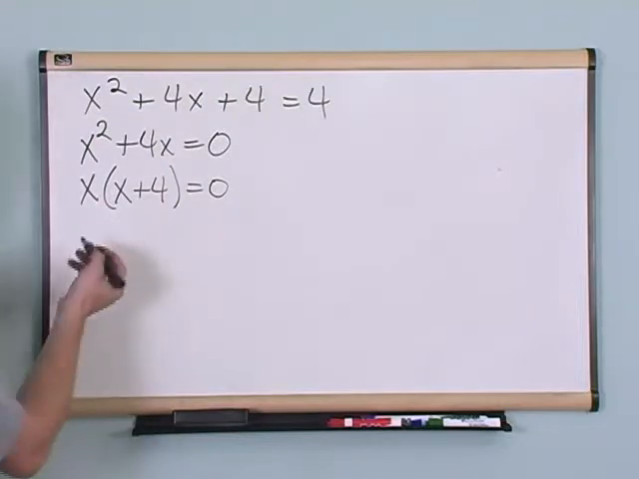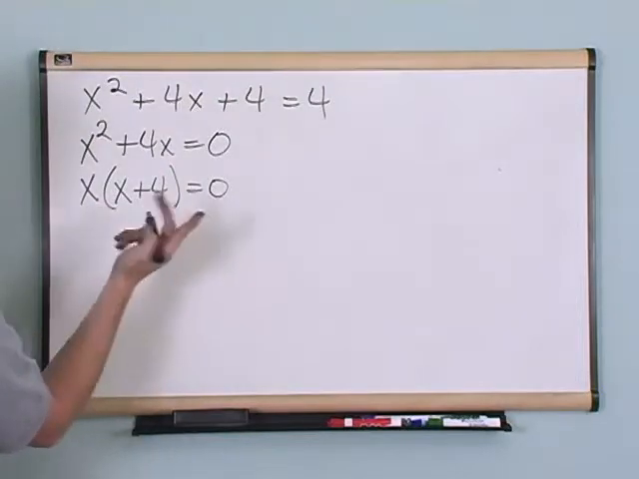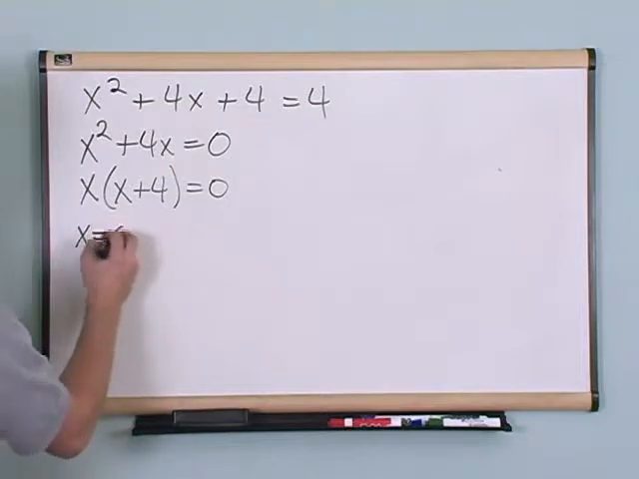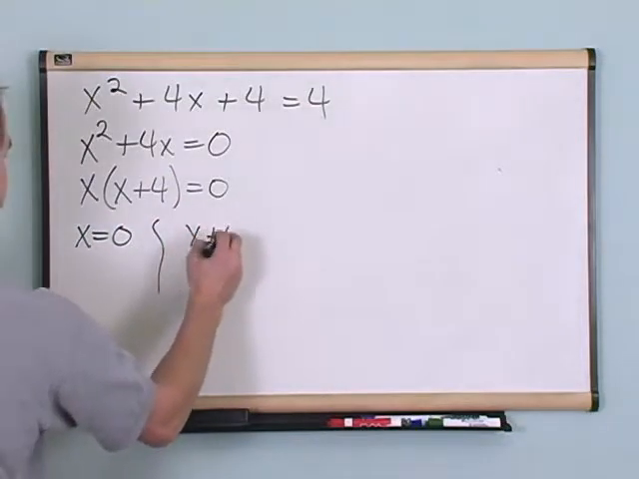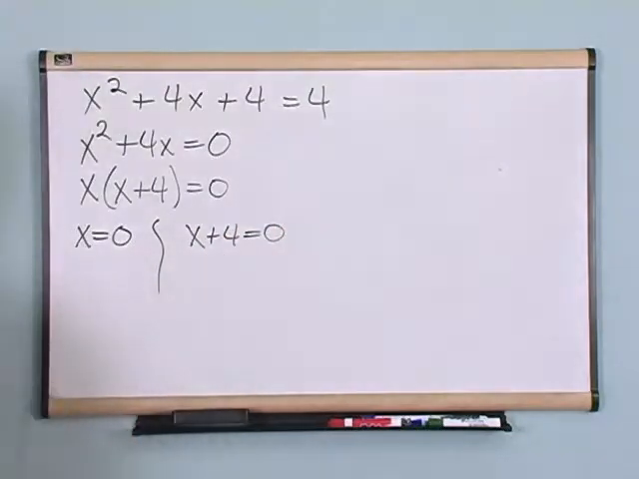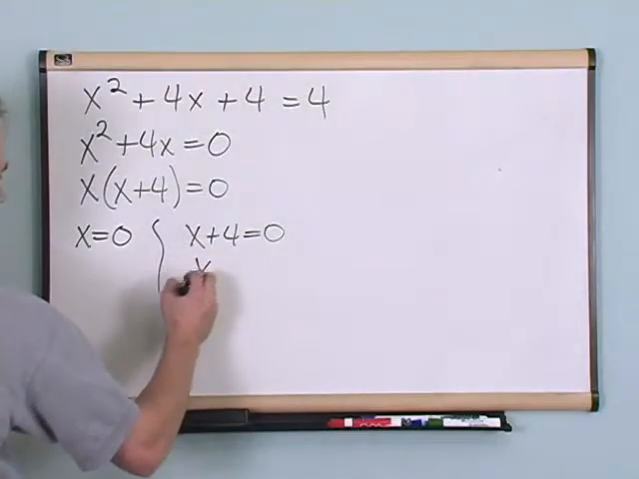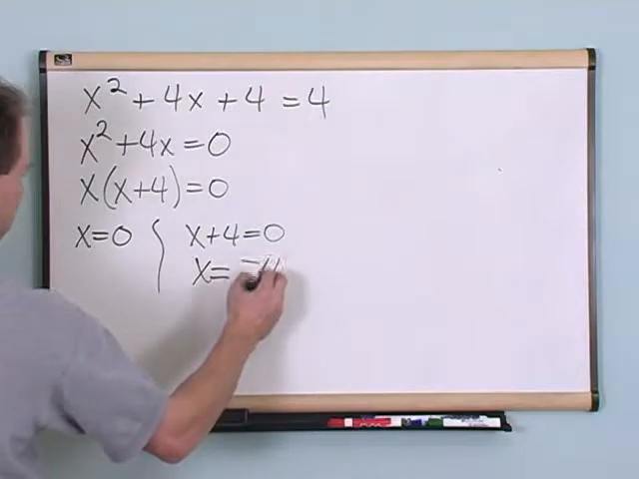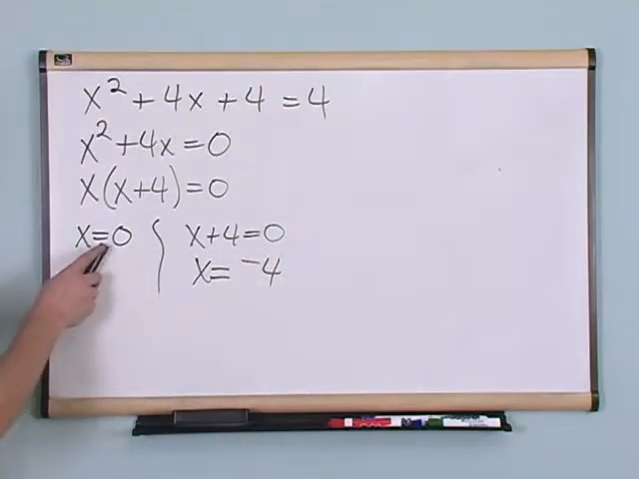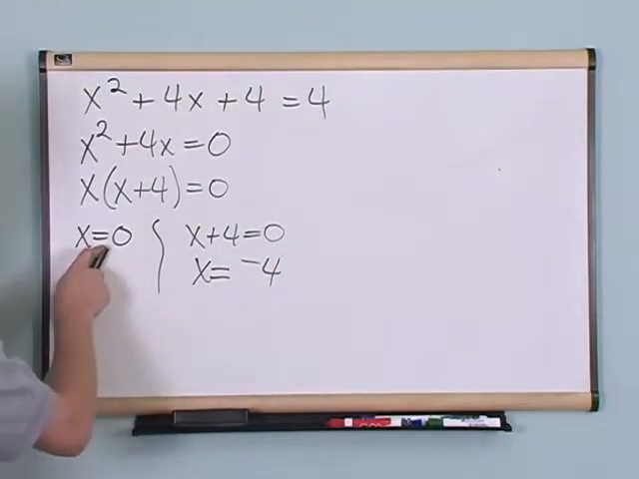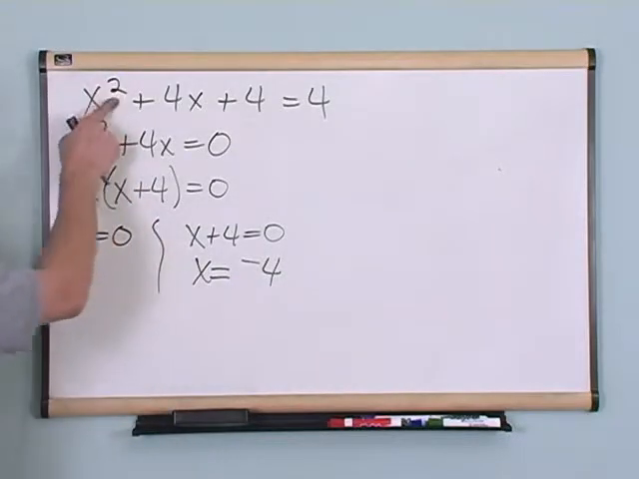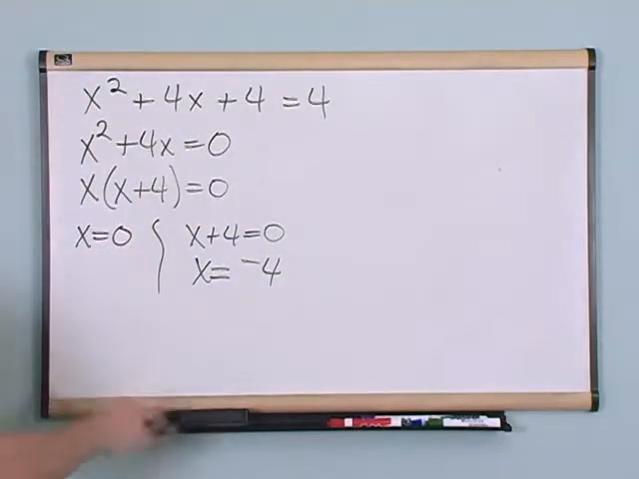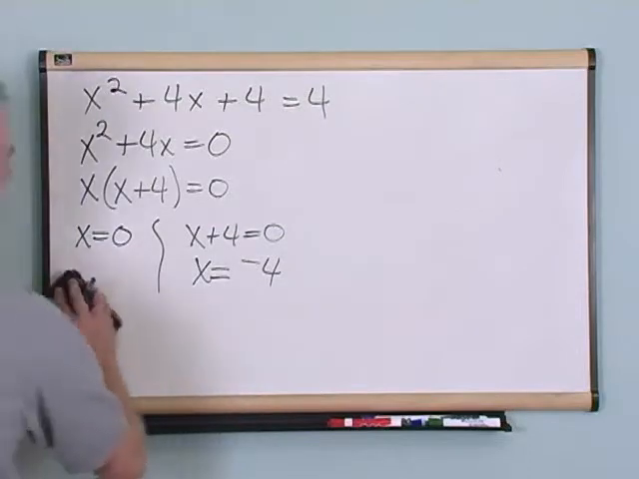Okay? So in the end, I write two little mini equations. X equals 0, that's the first one. The second one is x plus 4 equals 0. And I just move the 4 over, so I subtract 4. And so I've got that. The first answer is 0. The second answer is minus 4. I've got two solutions. I've got an equation with a square term, so I expect two solutions. And that's that.